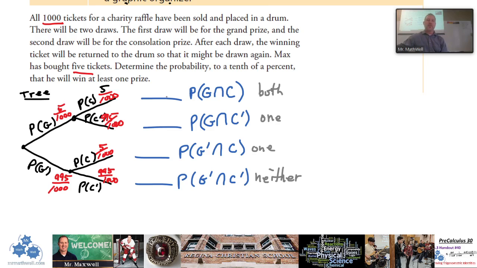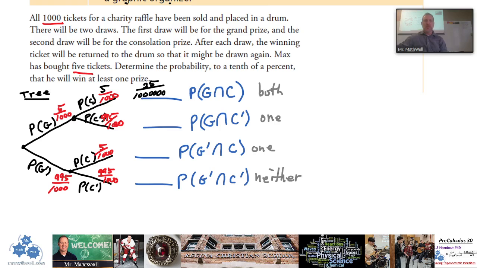So what do we got? For this one, winning both, we've got 5 out of 1,000 and 5 out of 1,000. Do we add or multiply those? Multiply is correct. So what is that? That's going to be 5 times 5 is 25, and 1,000 times 1,000 is 1,000,000. Okay, multiply those together.